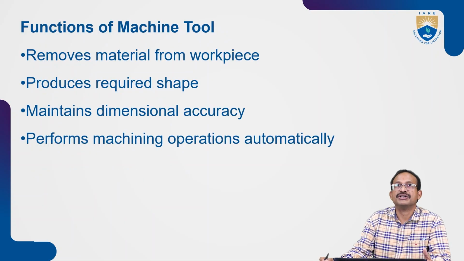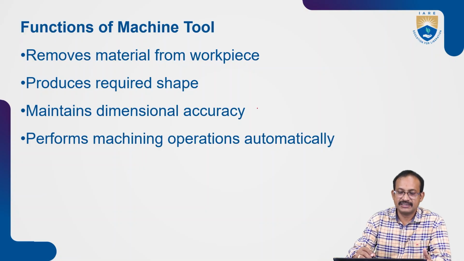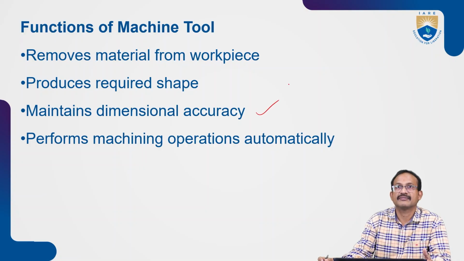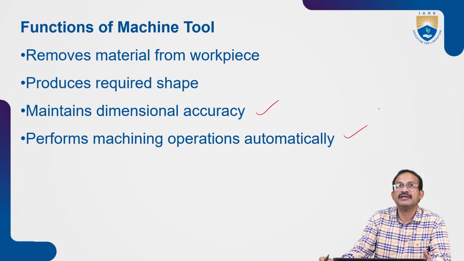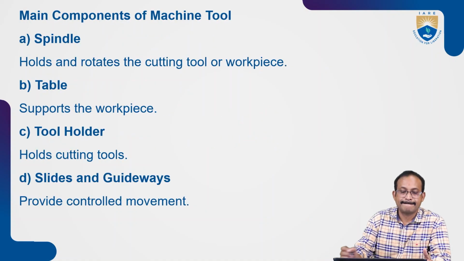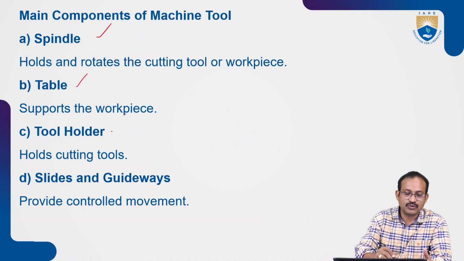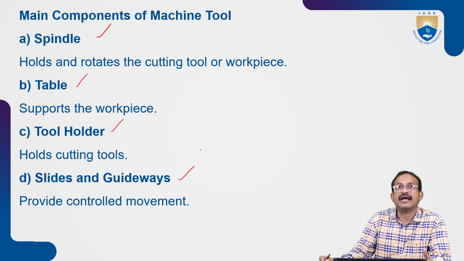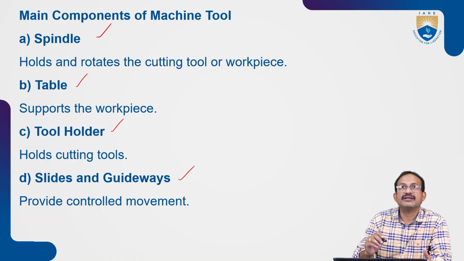Functions of machine tool: removes material from workpiece, produces required shape, maintains dimensional accuracy. Okay, performs machining operations automatically. That is about the machine tool functions. Okay, right. Main components of machine tool: spindle, table, tool holder, slides and guideways. These are the main components of machine tool. Now let us see each one.